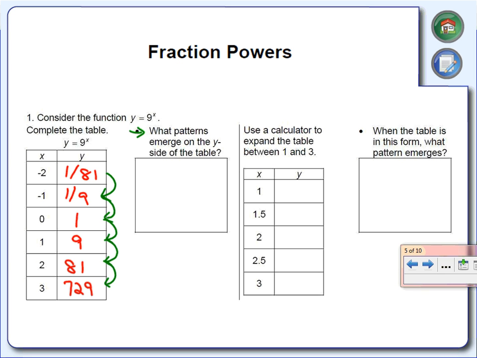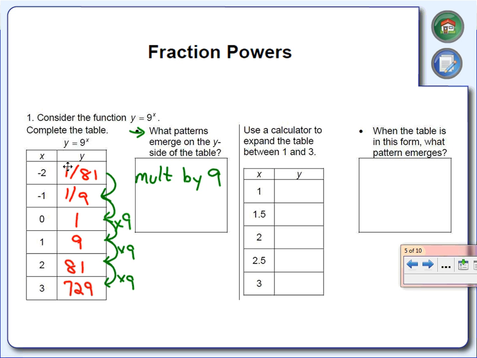It's a lot easier if you look at the last couple of numbers, the 1, the 9, the 81, and the 729. To get from 1 to 9, to get from 9 to 81, to get from 81 to 729. What kind of pattern do you notice? We're multiplying the last number by 9. 1 times 9 is 9. 9 times 9 is 81. 81 times 9 is 729. So what we're doing here is we're multiplying by 9.